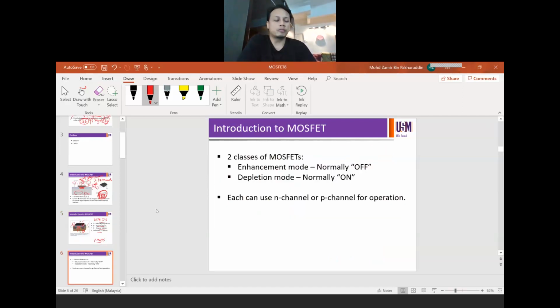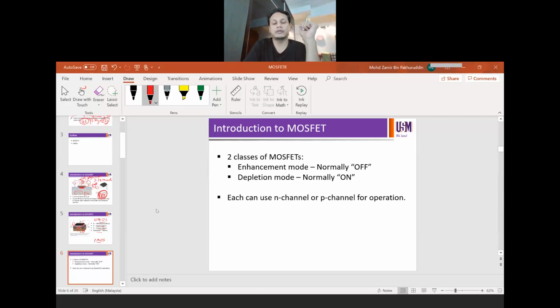So we have two classes of MOSFET. You can look into the operations in the presentation by your friends. We have enhancement mode and depletion mode. Enhancement mode is a normally off transistor. That means if you don't apply any gate voltage, it will be off by default. To turn the transistor on, you need to apply a VG, or gate voltage, on top of the gate in order to create a channel under the oxide. So gate oxide, and then channel.